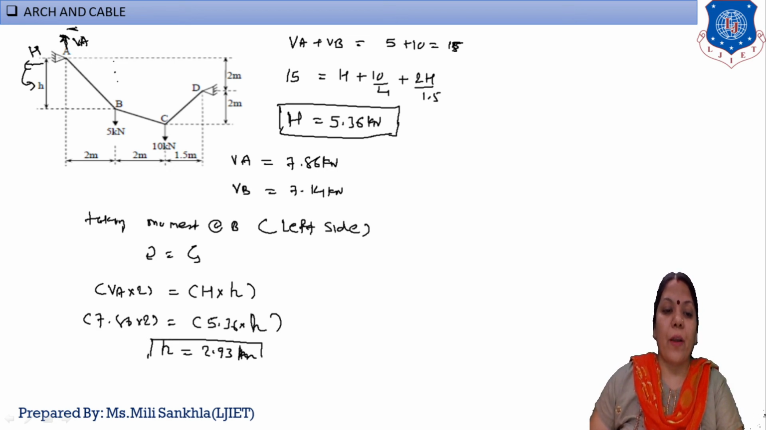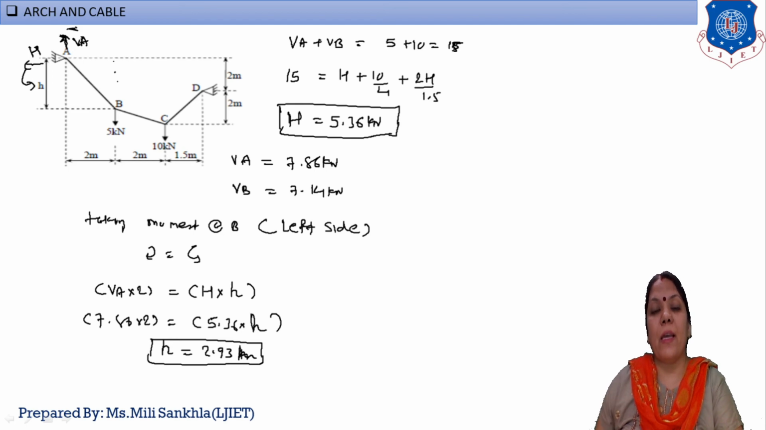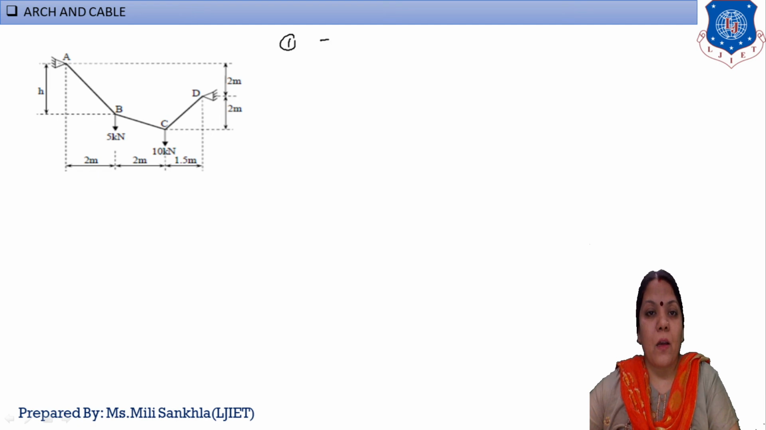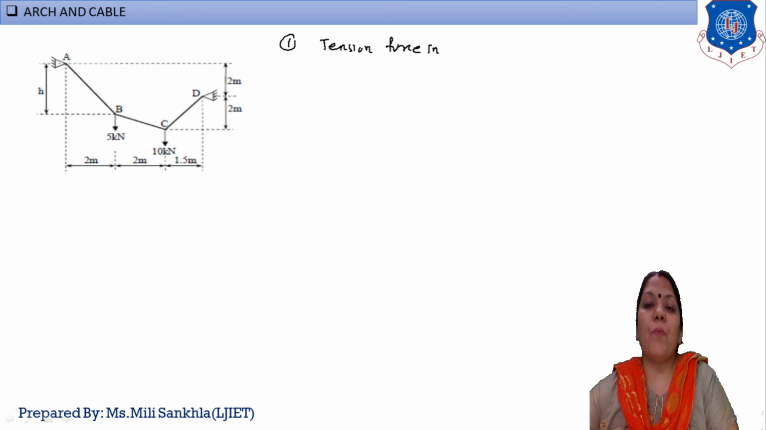Here we found VA, VB and H. Now we find the tension forces in each member. Again we write a heading here: find tension forces in each member.